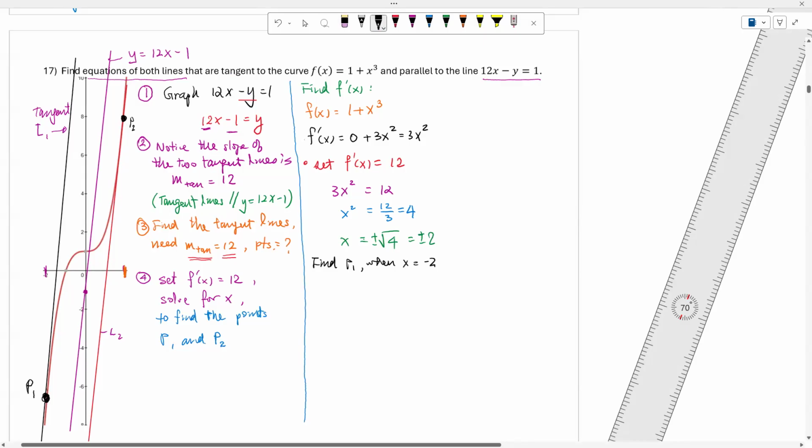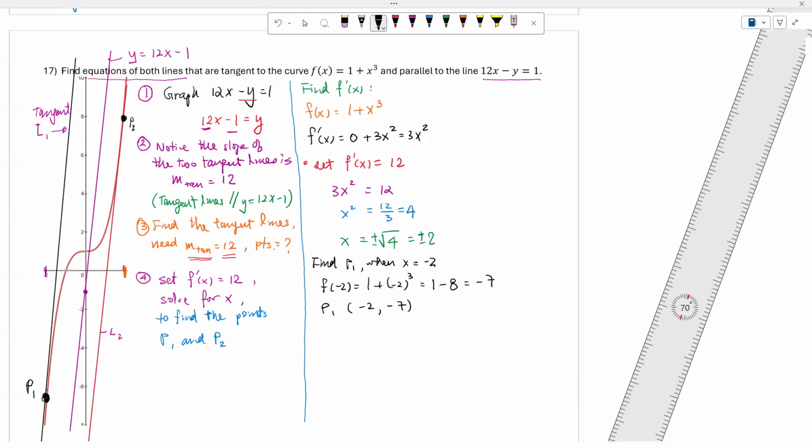So I would like to find P sub 1 when x equals -2. Then I will have f of -2 is 1 plus -2 to the power 3, so it is -7. Okay. So in this case, my P1 is (-2, -7).